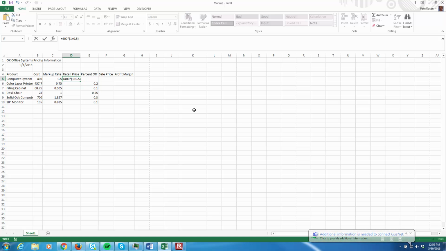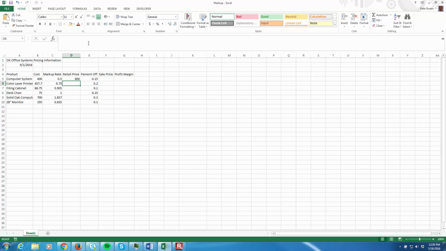So I've written equals, which is necessary for every formula that we write. So every formula from here on out is going to start with an equal sign. So we'll put equals 400 times, and in parentheses I have 1 plus 0.5. When I go ahead and hit enter, I get the correct retail price of 600. So this particular product, the computer system, cost us 400 to make, but we're going to sell it to the consumer for $600. And that's the first formula that we've written.